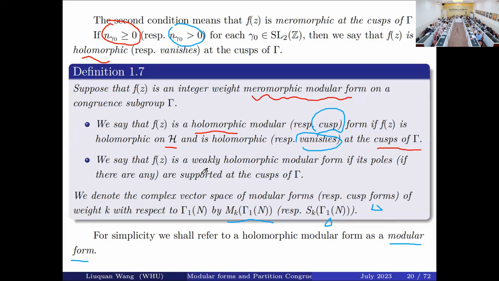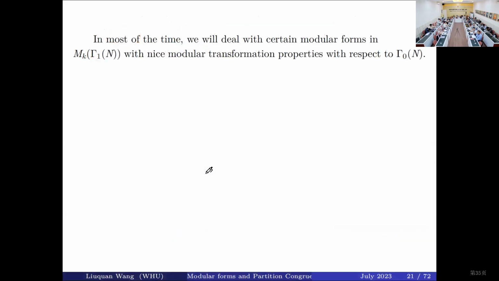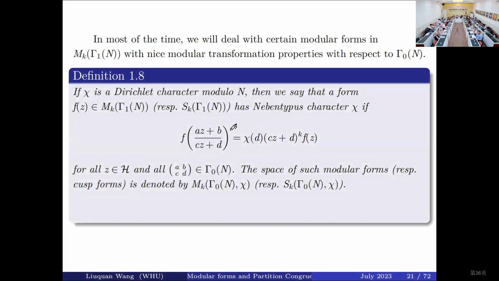Okay, so far we have gone through some very basic facts in the theory of modular forms. And most of the time, we will only deal with certain modular forms in M_k(Γ1(N)). Actually, we usually deal with those forms with nice properties with respect to Γ0(N), and hence we need one more definition.